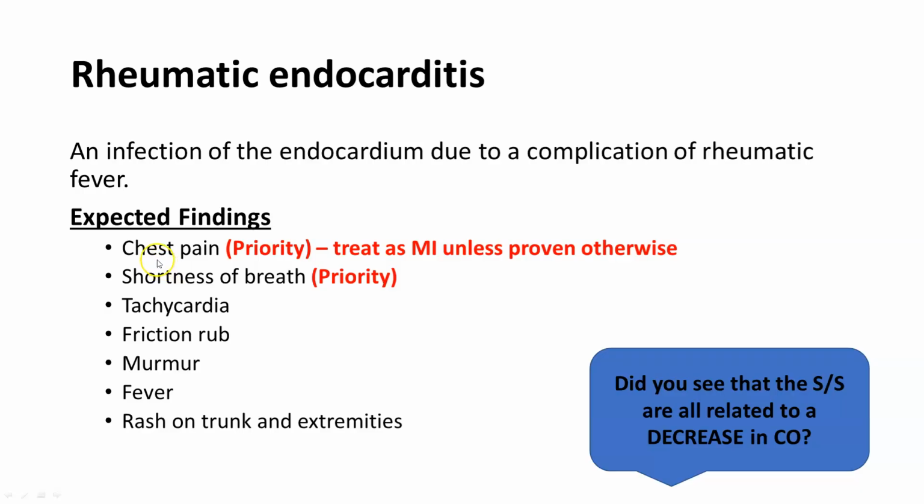So your heart wants to be able to perfuse, but when it has inflammatory processes happening, it has a bad pump. Obviously, shortness of breath, tachycardia, friction rub, murmur, fever. We talked about rashes on the trunk or the extremities. Most, I said, in the little pop-up box there, the blue box, I said all of these signs and symptoms are related to a decrease in cardiac output. The rash is debatable.